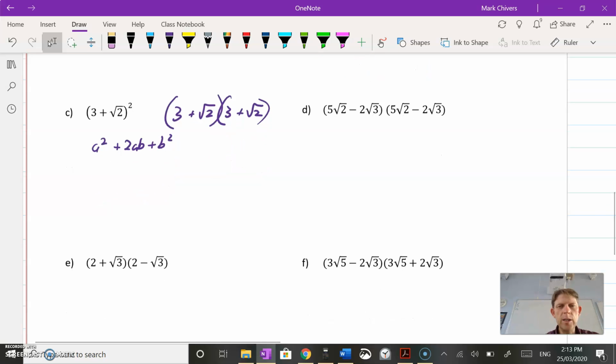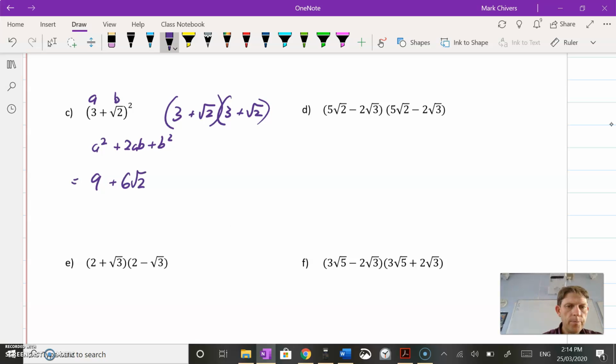So if we can spot a perfect square and we know what it does, that will make the job a little bit easier, because this is my a here and this is my b here, so a squared is going to be 9. 2ab means I multiply a and b together, that'd be 3 root 2, and I multiply the result by 2, so that'd be 6 root 2. And then finally, root 2 times by root 2 is going to just be 2. So I end up with that, and then I can simplify that. 9 plus 2 is 11, so 11 plus 6 root 2.